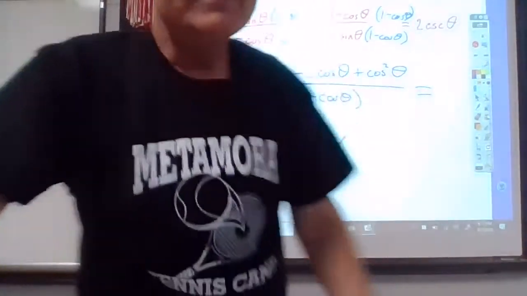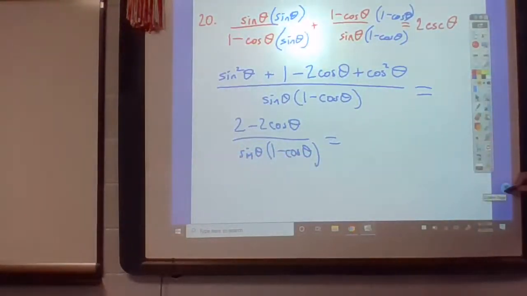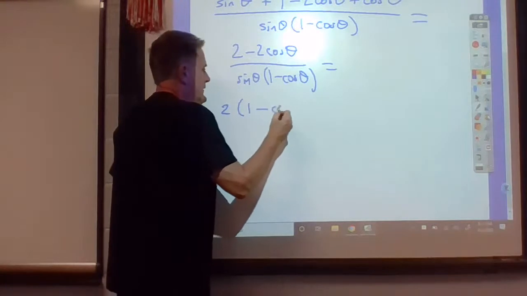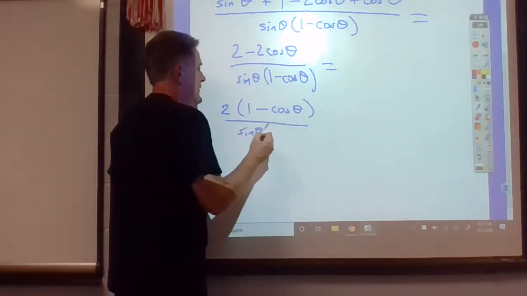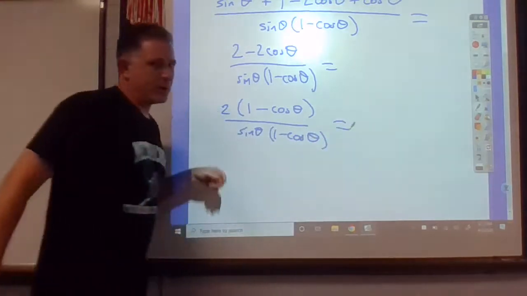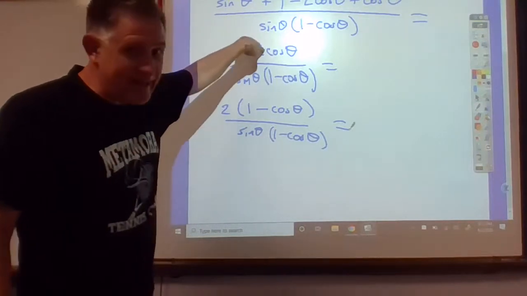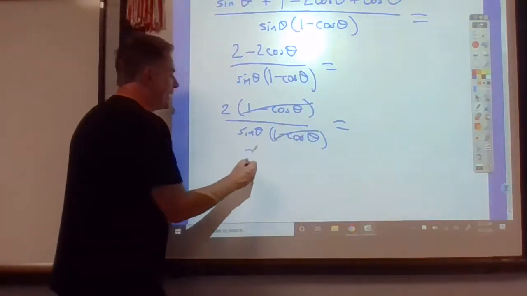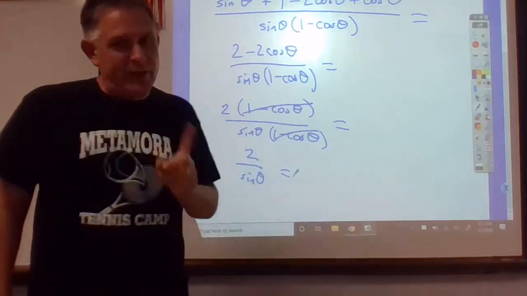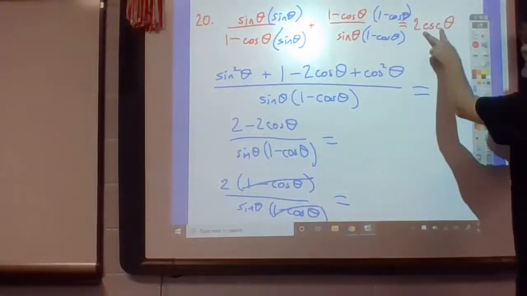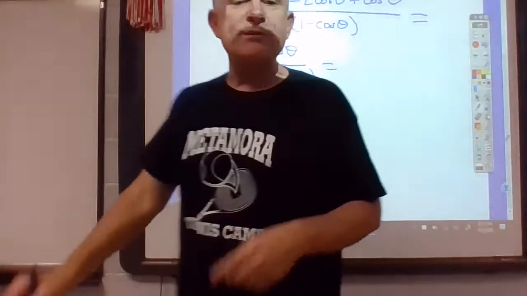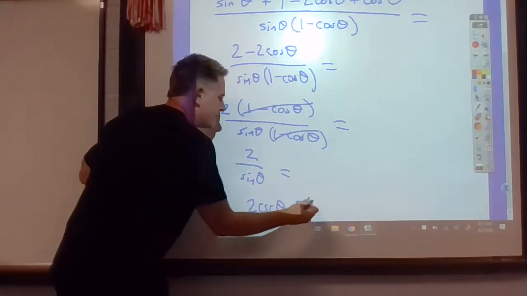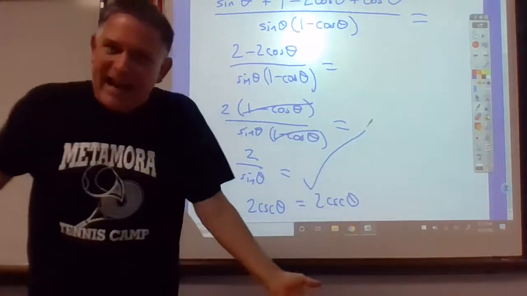Both terms have a 2. Yank it out. Yanking out the 2. Okay, all I did was yank out a 2 from here and here. I see canceling. Leaving 2 over sine theta. Well, we are trying to get, I forgot, try to get 2 cosecant. Well, guess what? The flip of sine is cosecant. And we got it! Ha!